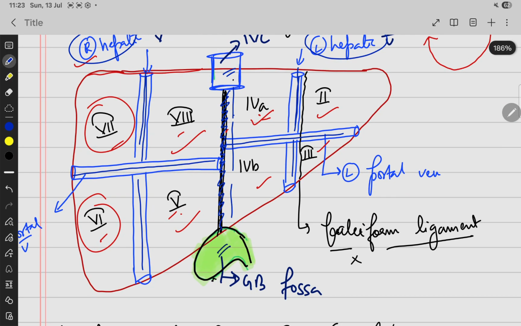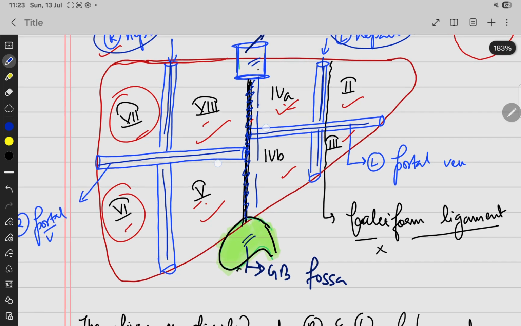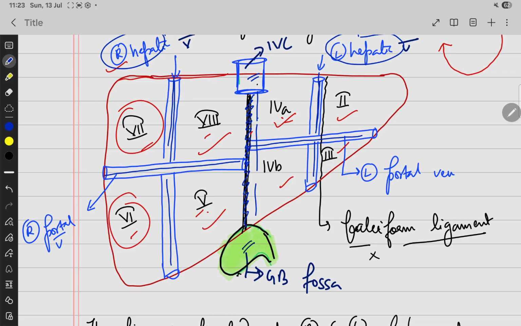So if you see, the liver, which was divided into right lobe and left lobe, is now getting divided into further segments. Now we'll call them segments, not lobes. The left hepatic vein and left portal vein will divide the left lobe of the liver into 4A, 4B, 2 and 3. Mind it that segment 1 is not included in the left lobe. It is itself a single segment that we'll talk about later. Similarly, the right lobe is divided into 5, 6, 7 and 8 by the right hepatic vein and right portal vein.